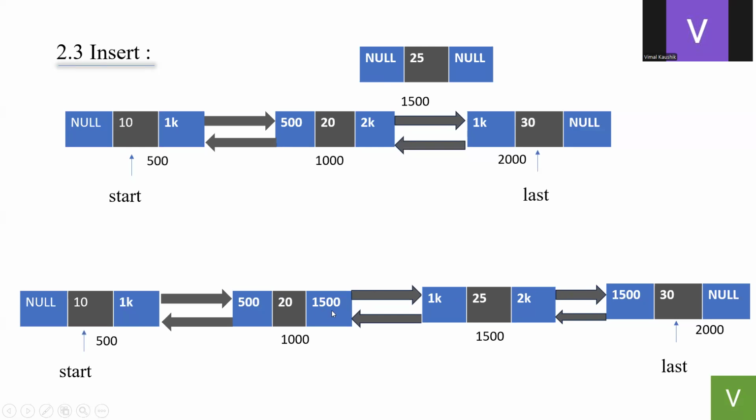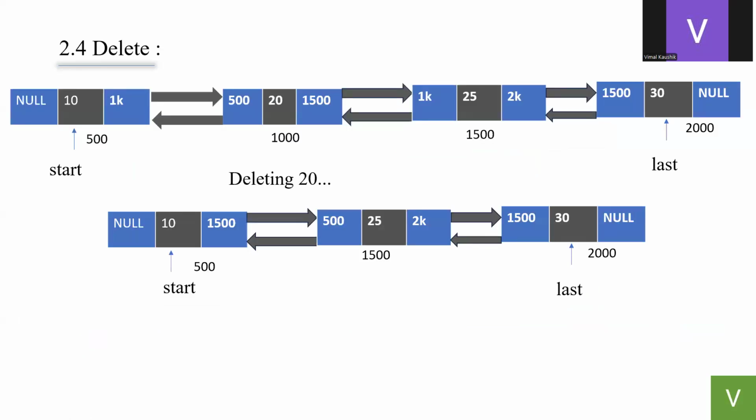Now for the node containing address 1000, the next link is changed to 1500, whereas for the node with address 2000, the previous link is changed to 1500. Observe the changes. This is about insertion operation.